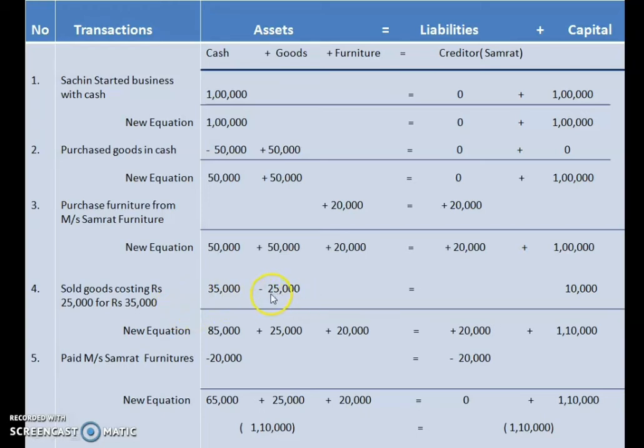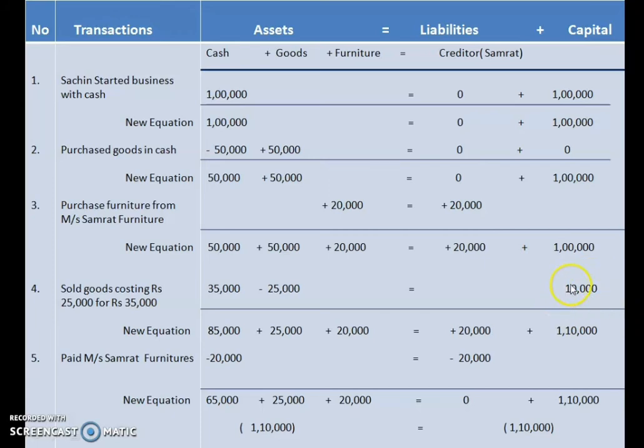You can see here the value of the goods of 25,000 you are selling for 35,000. So that is creating a profit for your business. How much is the profit of this transaction? It is 10,000. So I have already told you, if there is any income or profit in any case, that you have to add to your capital. If there is profit or gain in your business, that you have to add in capital. If there is loss or expenses in your business, that you have to subtract from your capital.